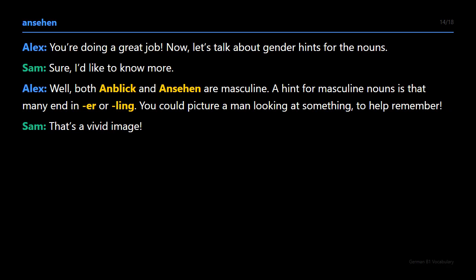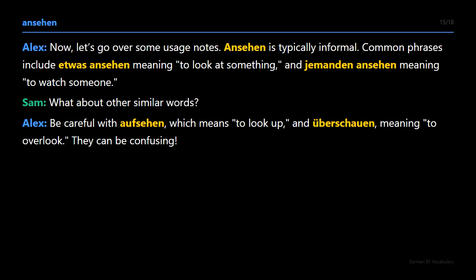Now, let's talk about gender hints for the nouns. Sure, I'd like to know more. Well, both Anblick and Ansehen are masculine. A hint for masculine nouns is that many end in ling. You could picture a man looking at something, to help remember. That's a vivid image.